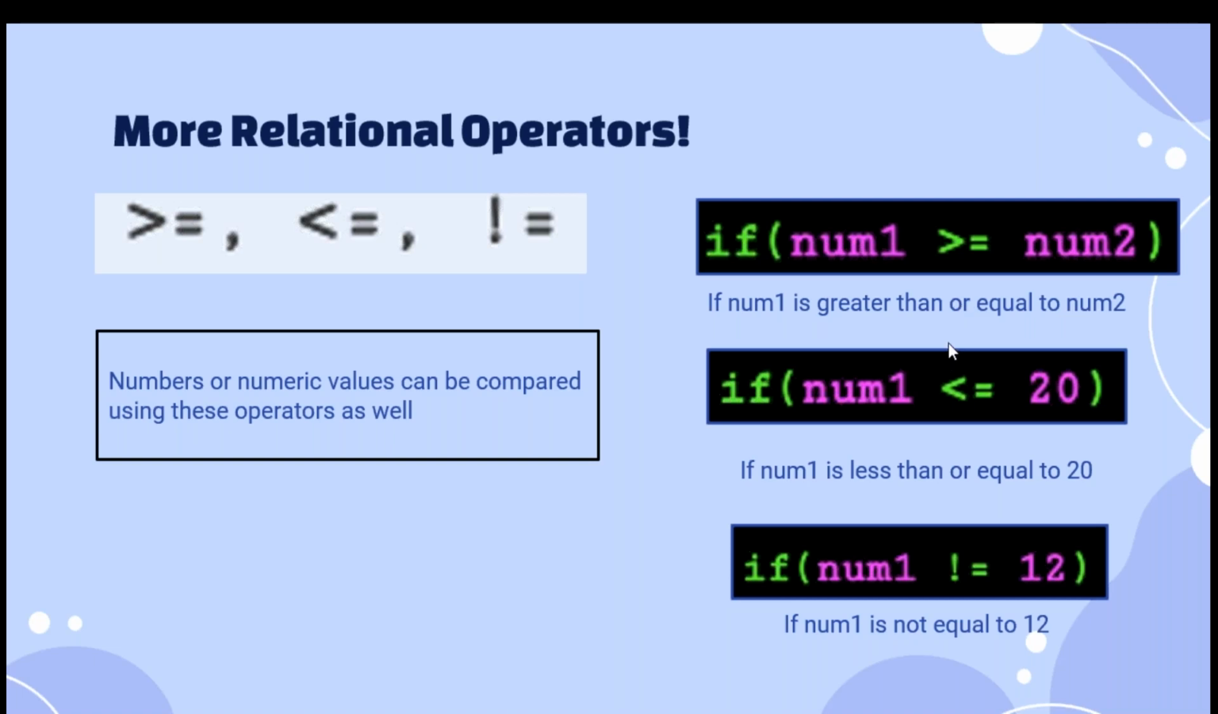So essentially, when we have this if statement of num1, exclamation mark and then equal to sign, 12, it just means num1 is not equal to 12. And these may be a bit confusing, as this not equal to sign actually does have an equal to sign in it, but it's really important to remember that when there is the exclamation mark there, it means it's not equal to.